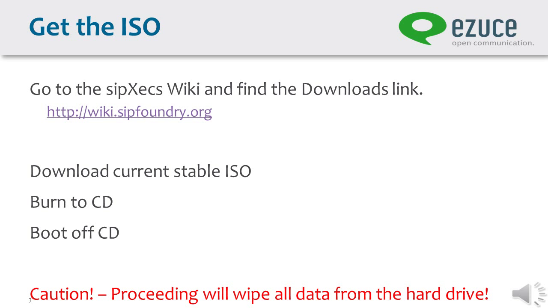Okay, we're almost there. Go get the ISO from the wiki, wiki.sipfoundry.org. Download the current stable ISO, burn it to a CD, and then boot your machine off the CD.